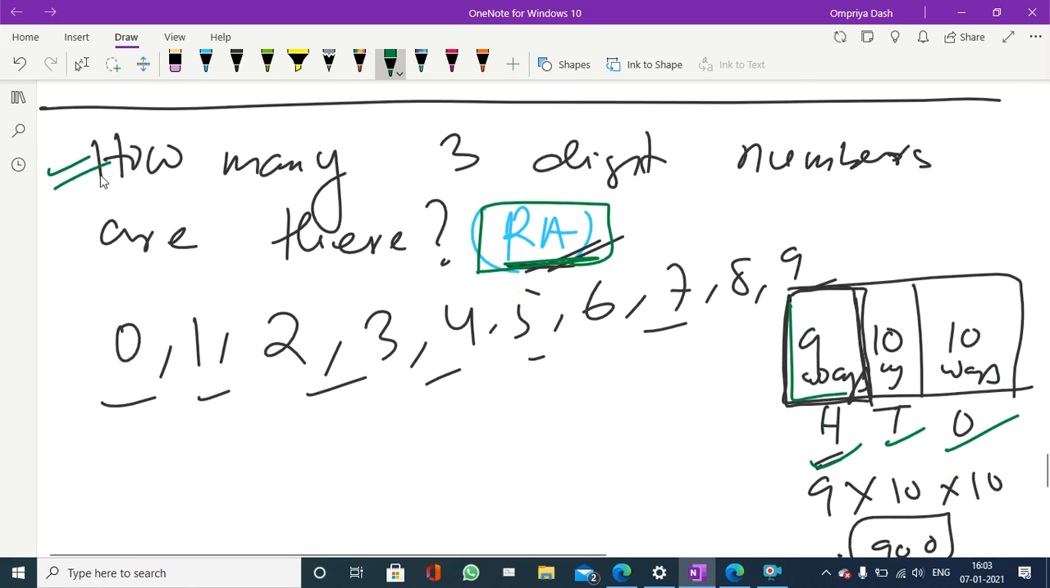In this question, guys, do you understand? In this question, there was a restriction on the hundreds place, right? Clear? Because you couldn't put 0 here, right? Hello? Yes, sir.